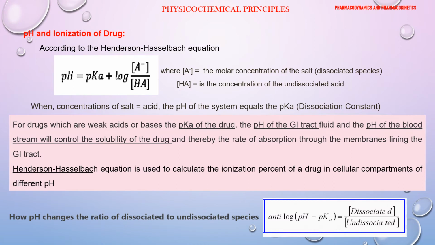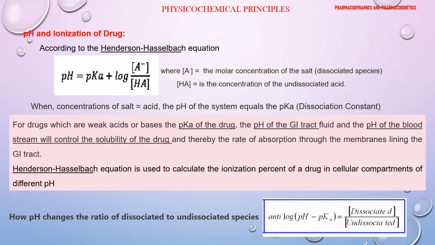The pH of the compartment and the ionization of the drug affect the drug properties. pH is a quantitative measure of acidity or alkalinity of a solution. It is a measure of hydrogen ions in a solution and is mathematically calculated as the negative logarithm of hydrogen ion concentration. According to the Henderson-Hasselbalch equation, pH can be calculated as the sum of the dissociation constant and the log of the ratio of dissociated species to undissociated species in the solution.